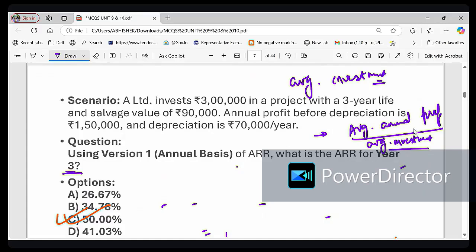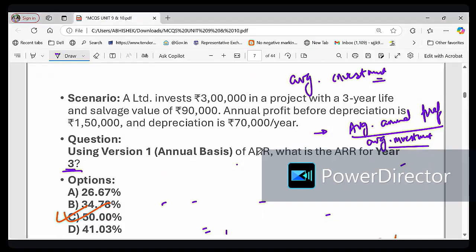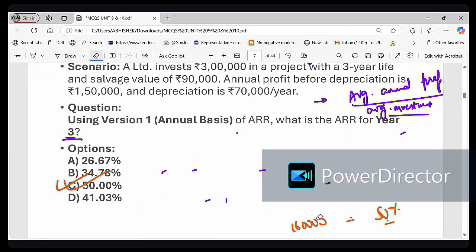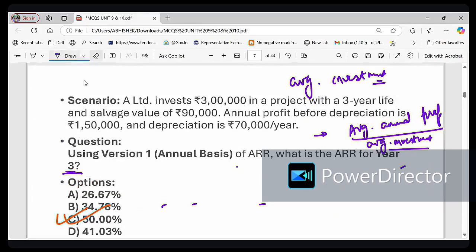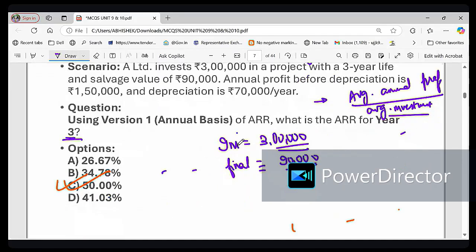So do you know how to go about calculating the average investment? See, it is very simple to understand. You can see what our initial investment is. Initial investment is 3 lakh. This is the initial value. And the final value which remains after 3 years, which is called salvage value, is 90,000. So how to find the average investment? Very simple. Average is initial plus final divided by 2.